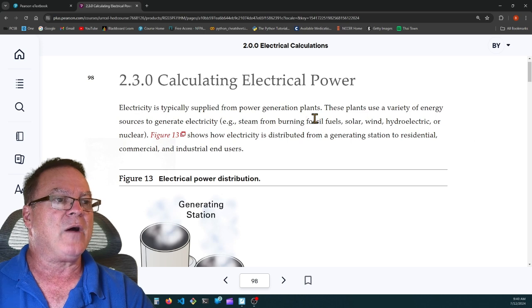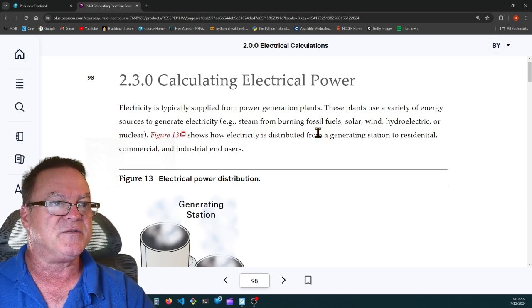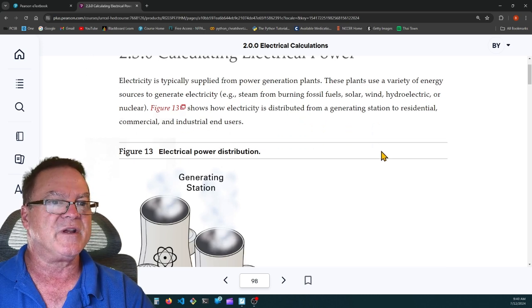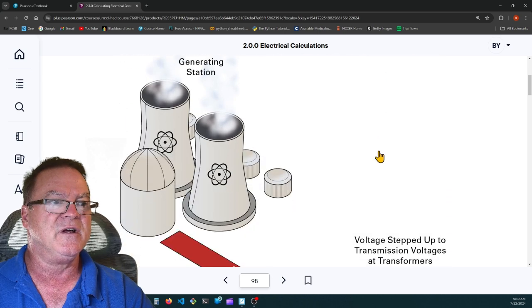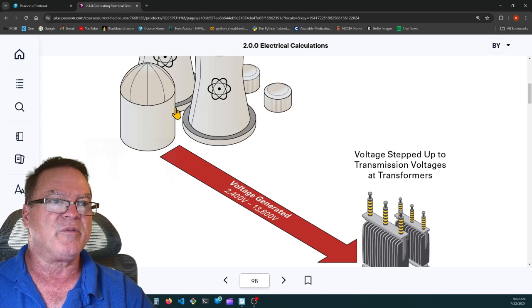Electricity is typically supplied from power generation plants. These plants use a variety of energy sources to generate electricity. They might use steam from burning fossil fuel. They might use solar, wind, or hydroelectric in a dam, or nuclear. Figure 13 shows how electricity is distributed from a generating station to residential, commercial, and industrial end users. So here's the nuclear power plant.